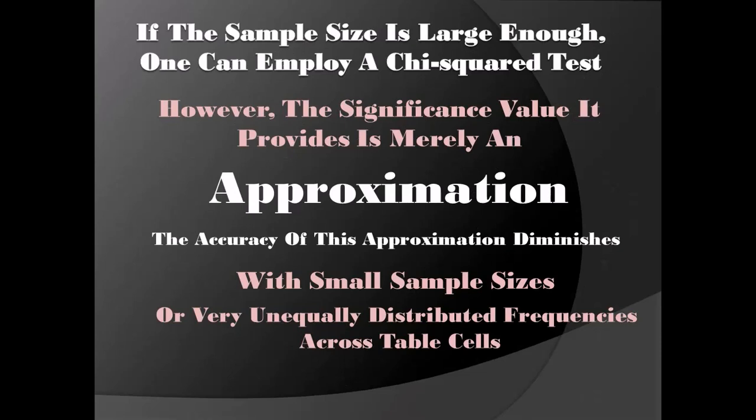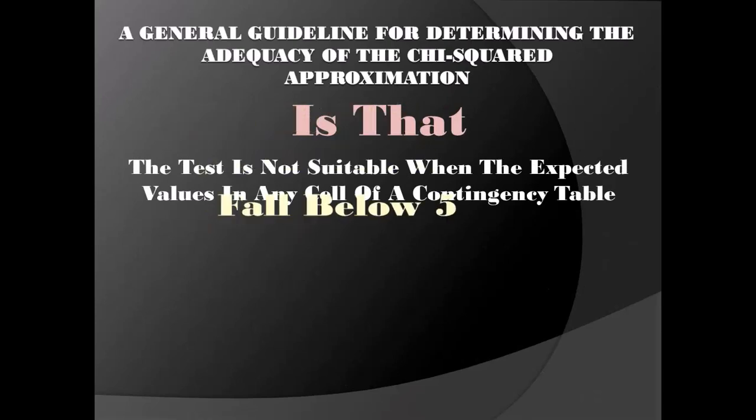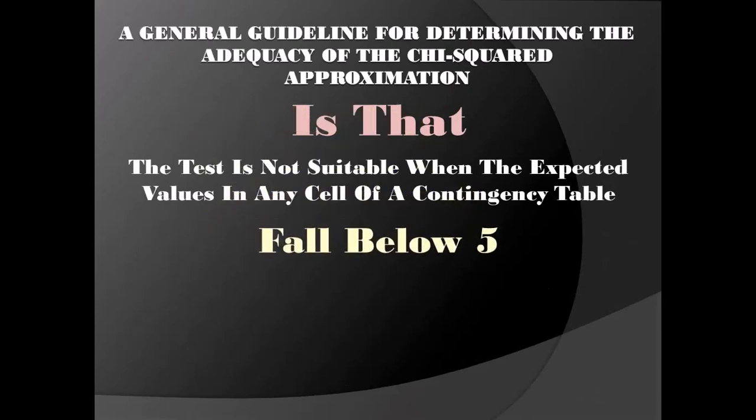A general guideline for determining the adequacy of the chi-squared approximation is that the test is not suitable when the expected values in any cell of a contingency table fall below 5, or below 10 when there is only 1 degree of freedom. Indeed, in cases involving small, sparse, or unbalanced data, the exact and asymptotic p-values may exhibit significant disparities, potentially resulting in opposite conclusions regarding the hypothesis under consideration.